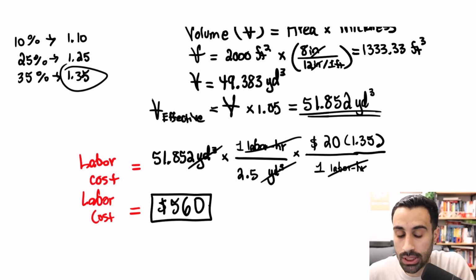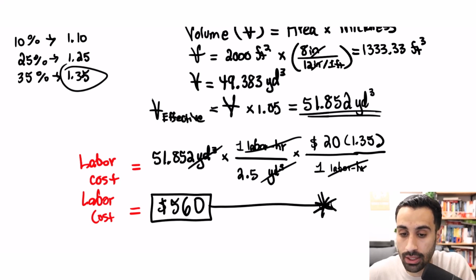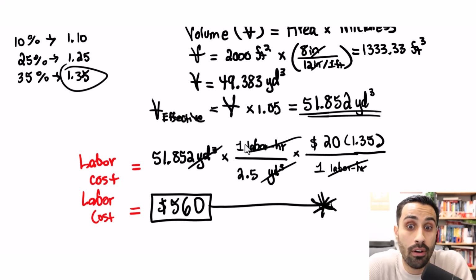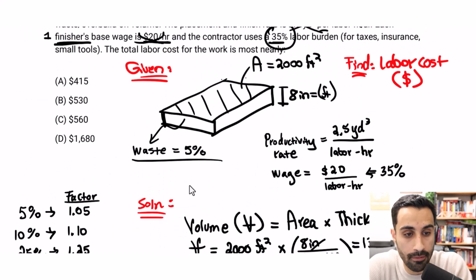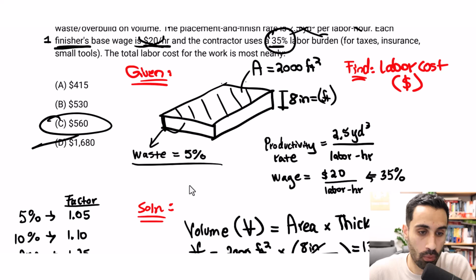And notice how it's not dependent on the number of finishers. This is the labor cost the contractor will pay either way. That total amount per that labor hour. So it is going to be 560. Most nearly it would be C.